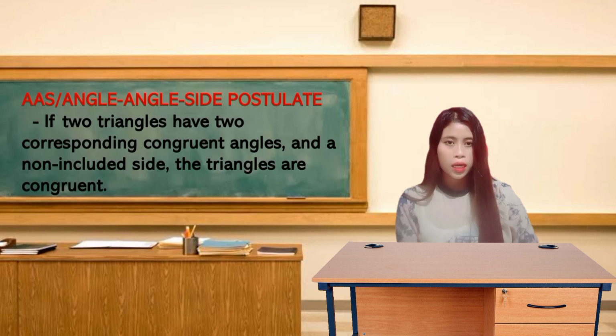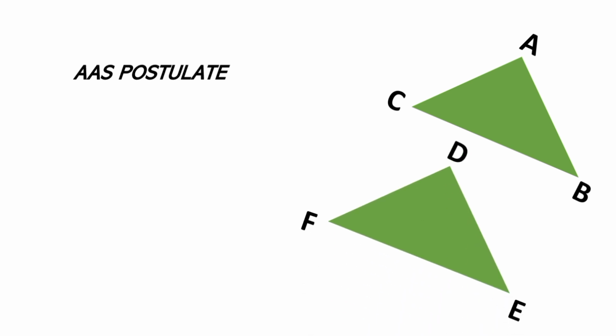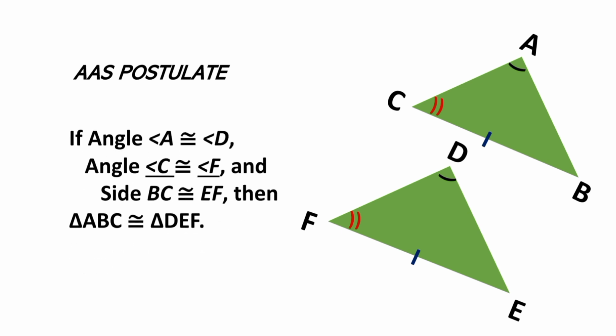The AAS or angle-angle-side postulate: if two triangles have two corresponding congruent angles and a non-included side, the triangles are congruent. For example, the triangle ABC and the triangle DEF. If the angle A is congruent to the angle D, the angle C is congruent to the angle F, and the line segment BC is congruent to line segment EF, then the triangle ABC is congruent to triangle DEF.